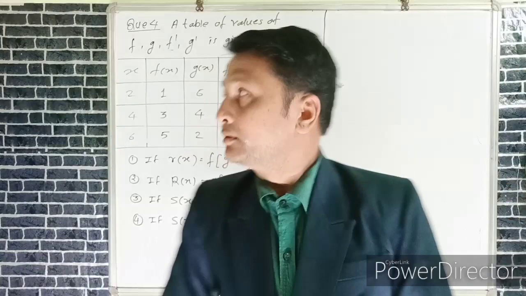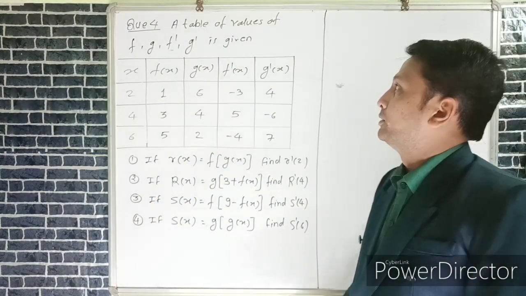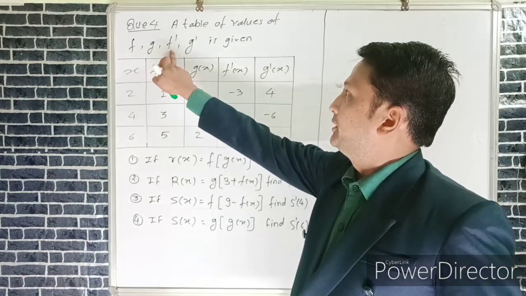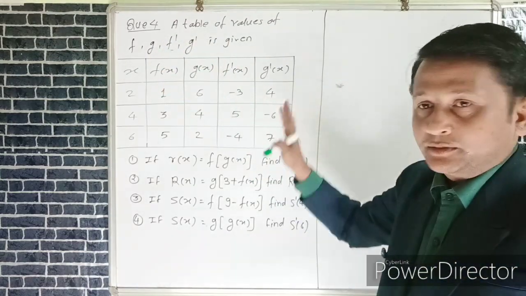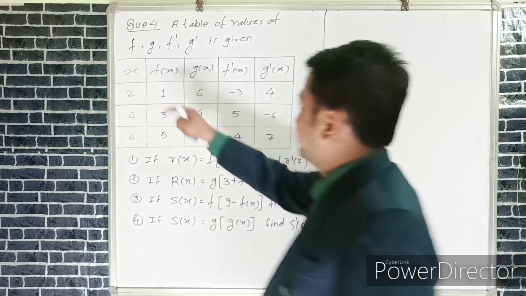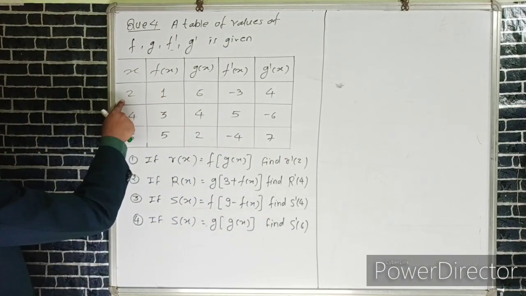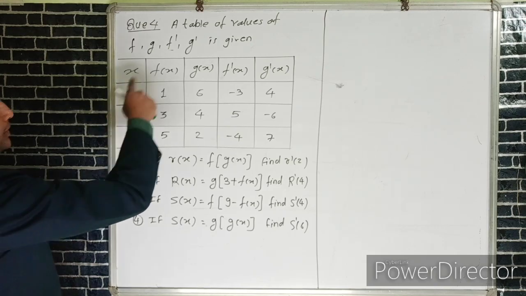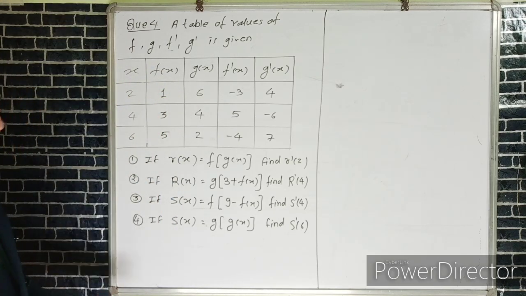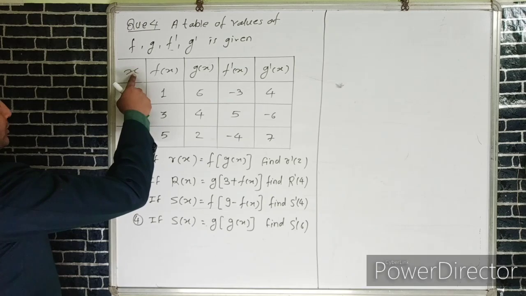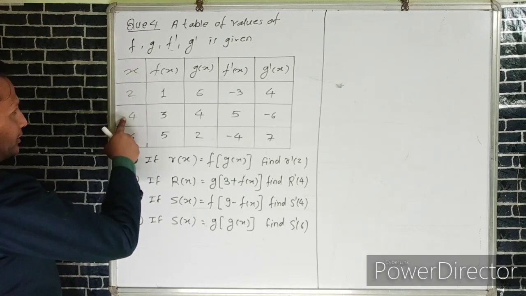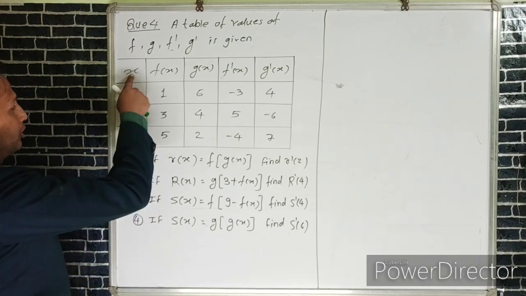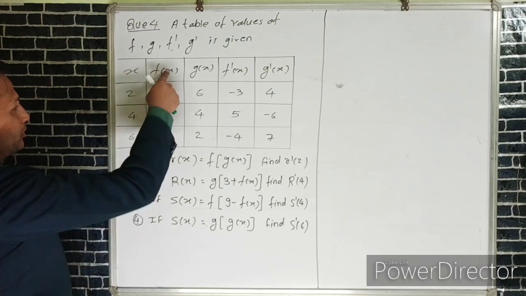Next example, question number 4. Given that f, g, f dash and g dash are as below. If the value of x is 2, then f of 2 is 1. When the value of x is 4, then f of 4 is 3. When the value of x is 6, then f of 6 is 5.